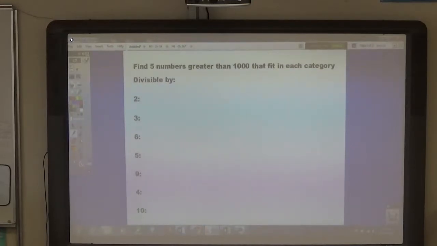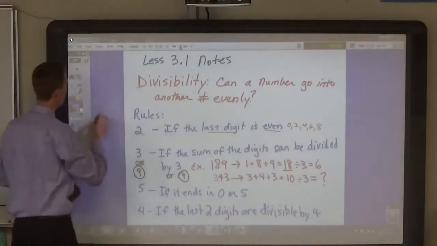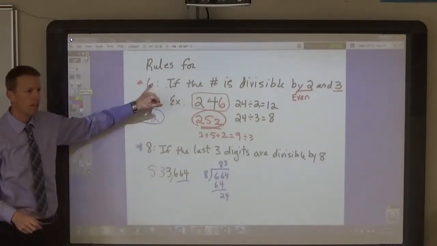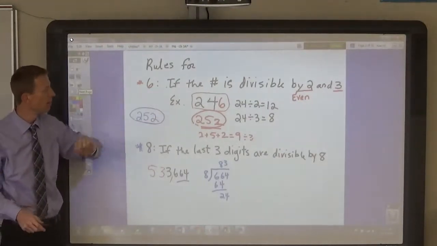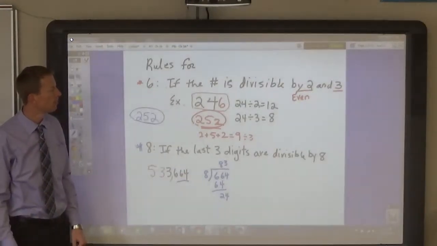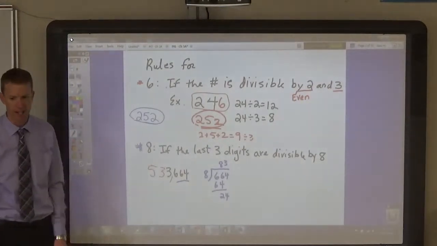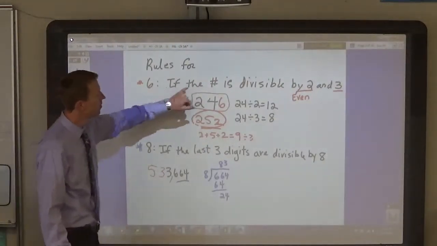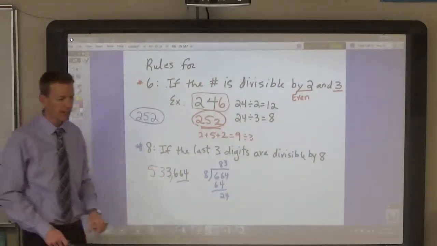Oh, wait a second. We didn't talk about 6. How do you know if a number is divisible by 6? Well, if the number is divisible by 2 and by 3, then the number is divisible by 6. Do you have to write the 6 down? Yeah. Okay. I forgot about 6. We're going to do 6. If the number is divisible by 2 and by 3, then it's also divisible by 6.